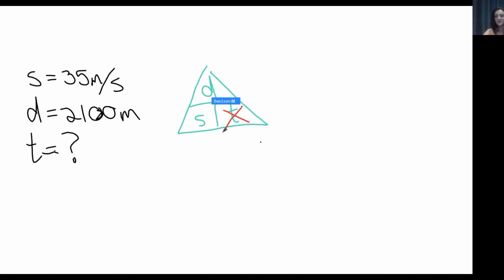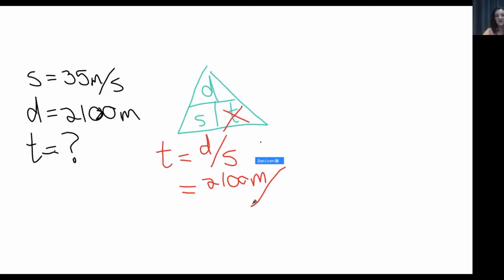So are we going to multiply or divide in this case? Of course, we will divide. So therefore, time equals distance divided by speed. And our distance is 2,100 meters divided by our s, speed, which is 35 meters per second.